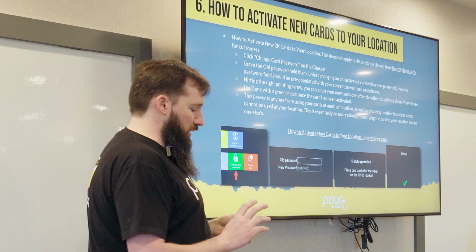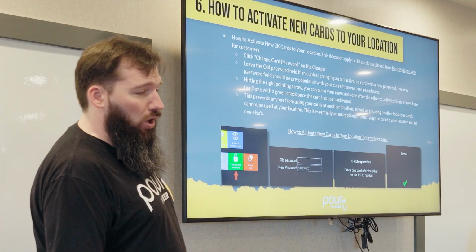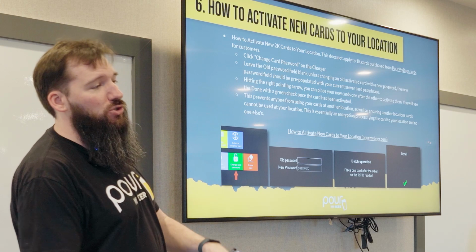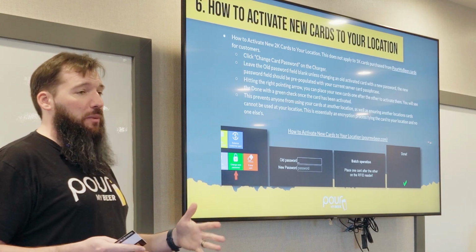So before you can actually create any system level cards, you have to tie them into your system. Each location has their own specific password. So if one location opens on one side of the street and another location opens on the other side of the street, they can't use each other's cards unless they decide they want to. By default, you can't get a card in one PourMyBeer location and go to the next one and use it. It won't work. You get an error.